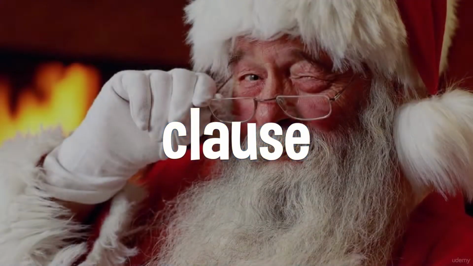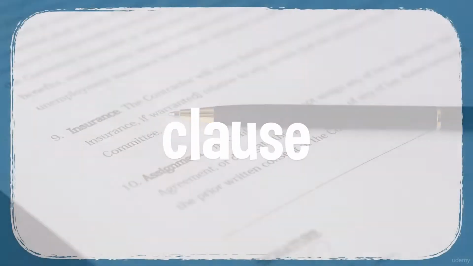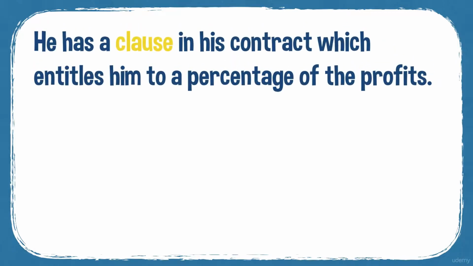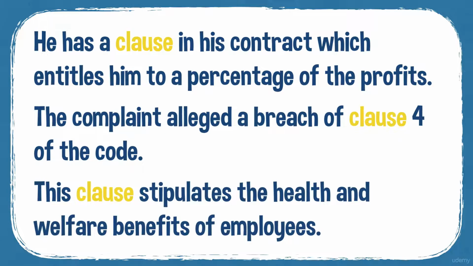Clause. No, not this clause, not this clause. This clause. So a clause is a section of a legal document, maybe a paragraph of a legal document. So for example, he has a clause in his contract which entitles him to a percentage of the profits. The complaint alleged a breach of clause 4 of the code. This clause stipulates the health and welfare benefits of employees.